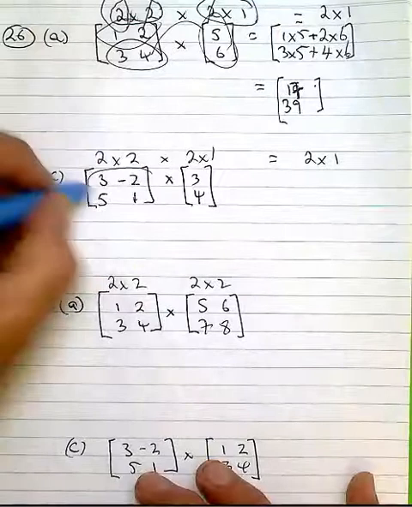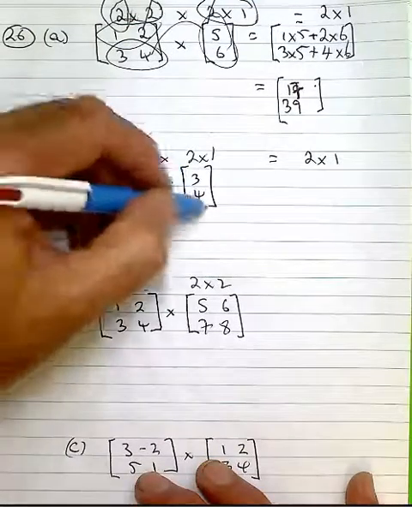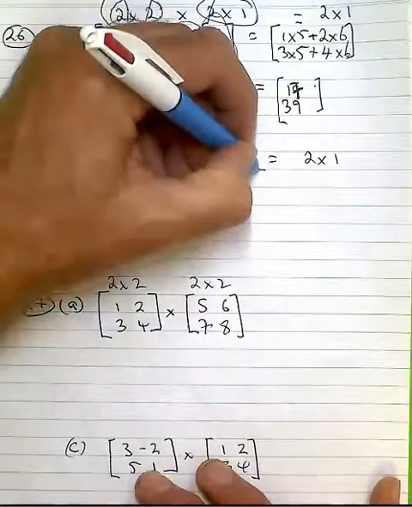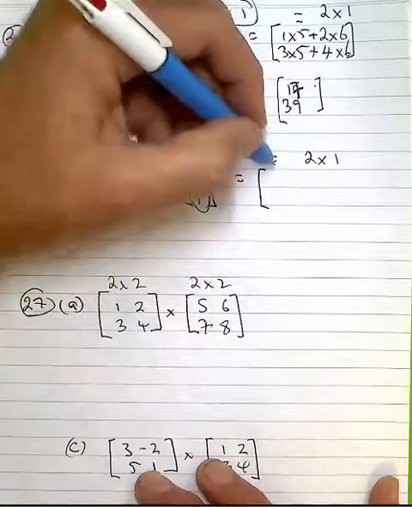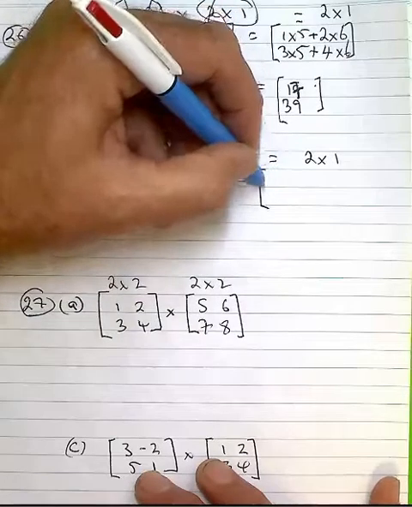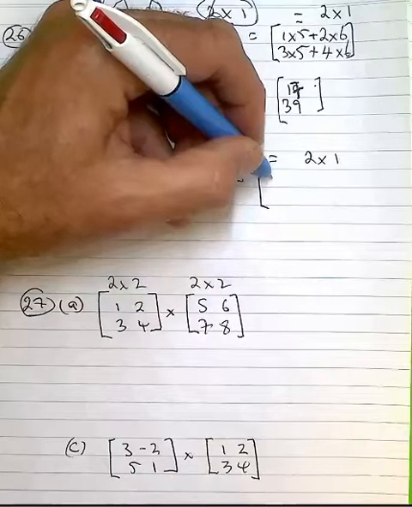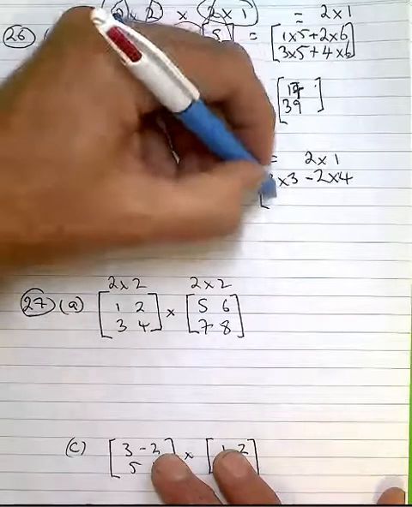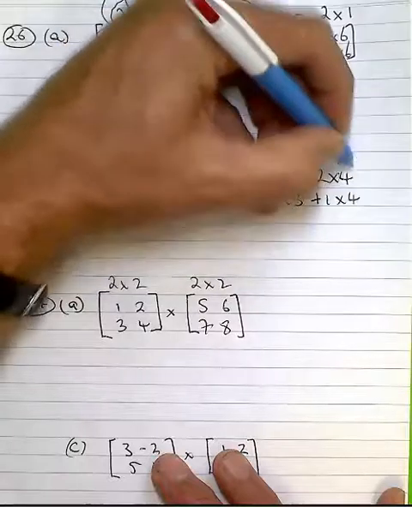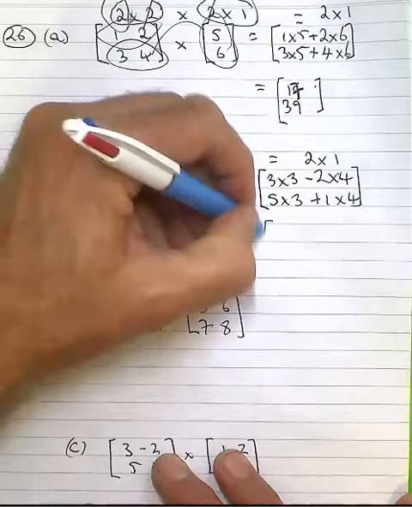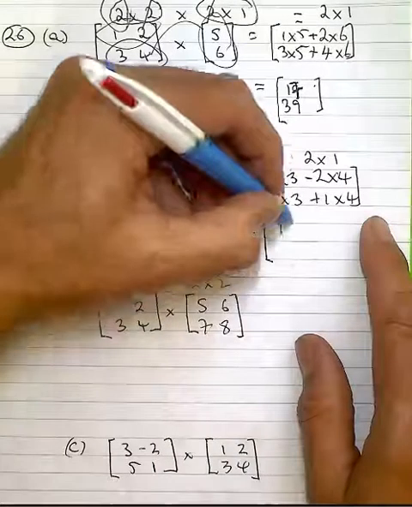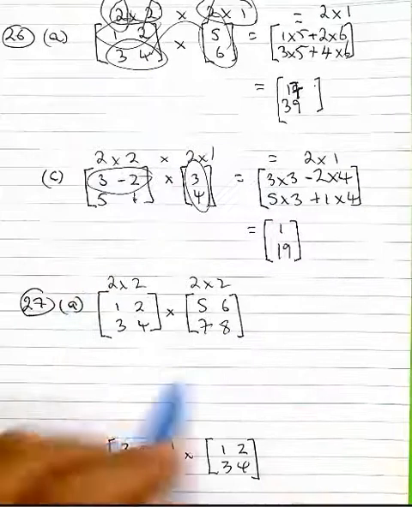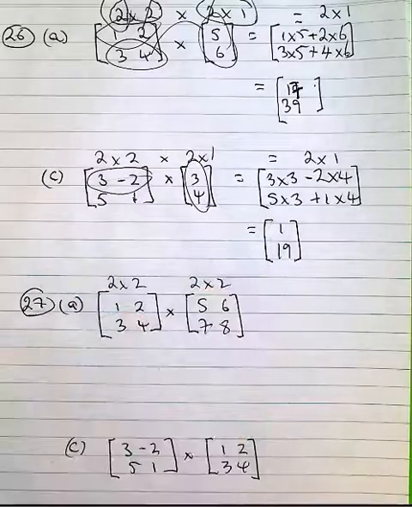In a very similar way, the two rows in turn are multiplied by the only column present in C. 3 threes are 9, take 8, gives me 1. 5 threes are 15 and 4, 19, giving me the 2 by 1 matrix, 1 and 19.